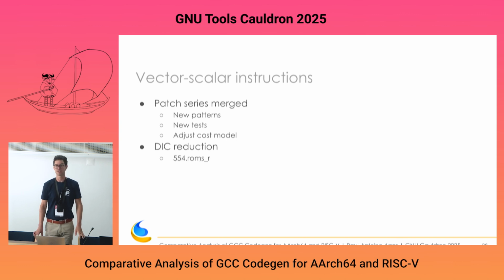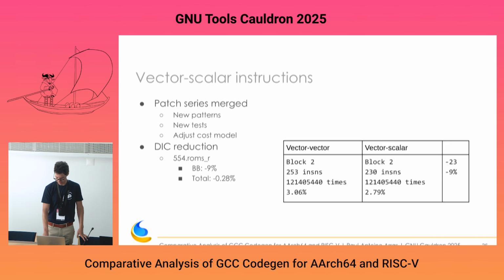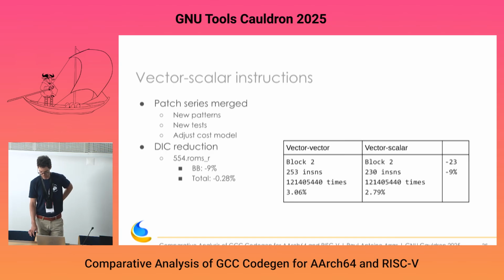So now the question is, do we get any performance? I mean, do we actually get some reduction in terms of instruction count? So I looked at the results on ROMs. At the basic block level, the block I showed earlier is -9%, and for the whole benchmark, it's 0.28%. So yeah, it's definitely not a huge win, but at least we get some measurable results.